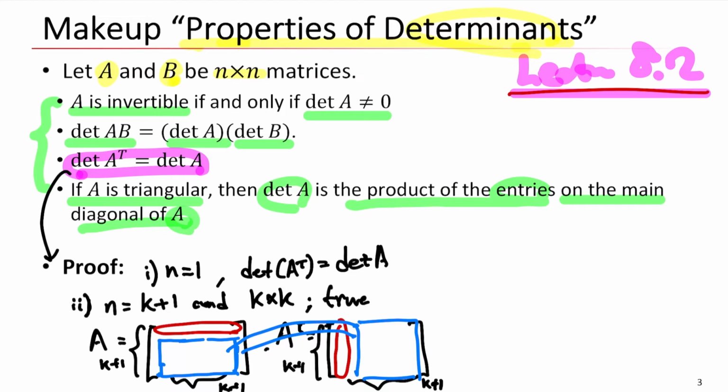When n is equal to 2, k will be 1. We already know that the property is true in the 1 by 1 case. So we can say that by mathematical induction, this theorem is true when n is larger than 1.